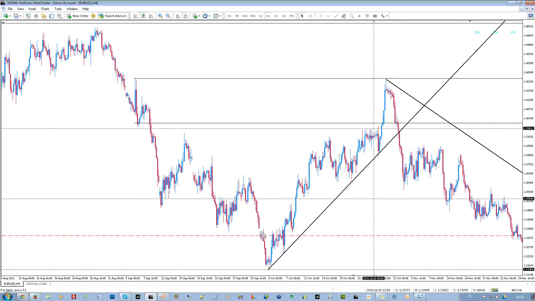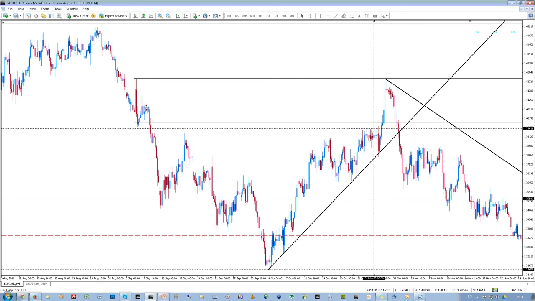As you can see, this area didn't work. This one didn't work because we were too close to the demand area on the weekly. Sorry. So this didn't work. I wouldn't trade this one. This is a retest of this one, and this is a retest of this one.